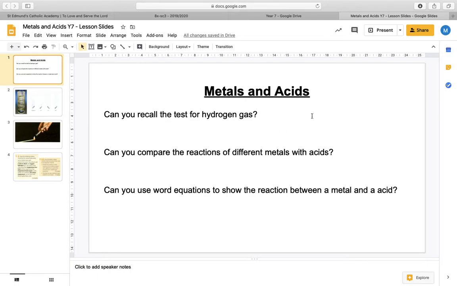So in your book I would like you to write the title Metals and Acids as you would do for any other lesson. By the end of this lesson you should be able to recall the test for hydrogen gas, you should be able to compare the reactions of different metals with acids, and you should be able to use word equations to show the reaction between a metal and an acid.